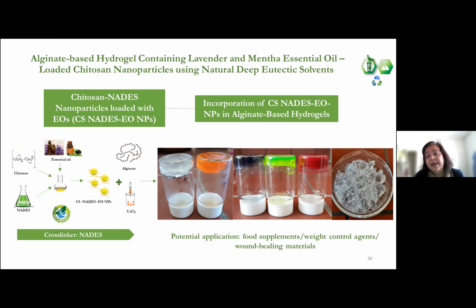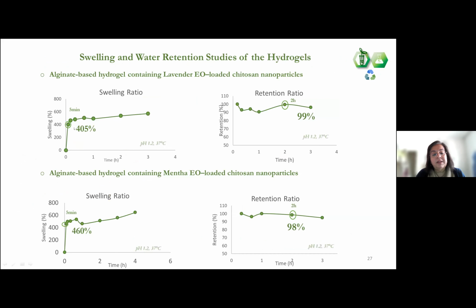alginate to make hydrogels. So what we did was encapsulate the essential oils in chitosan, which was dissolved also in NADES solutions, aqueous solutions, and then we performed the final cross-linking using alginate and calcium chloride. So we were happy to see that the new materials that we produced had a very high swelling ratio, up to 460%, and they retained water almost for 2 or up to 3 hours without a considerable loss.